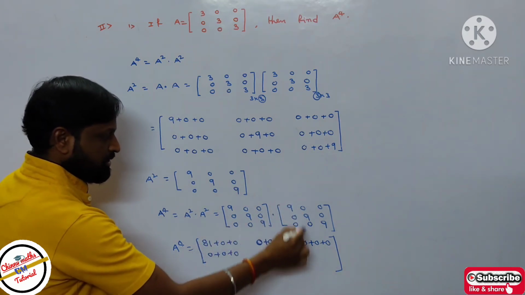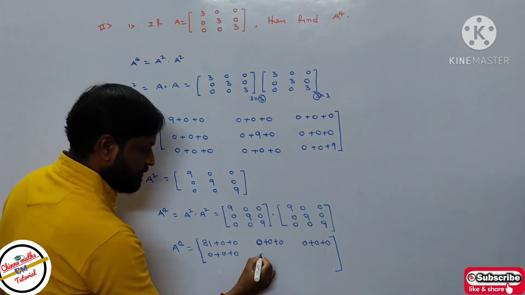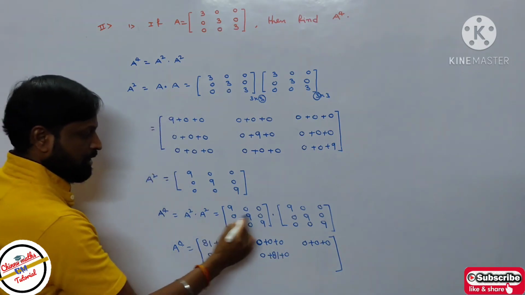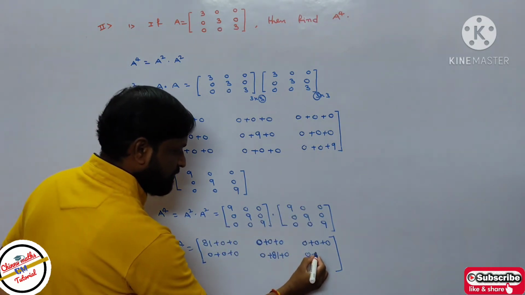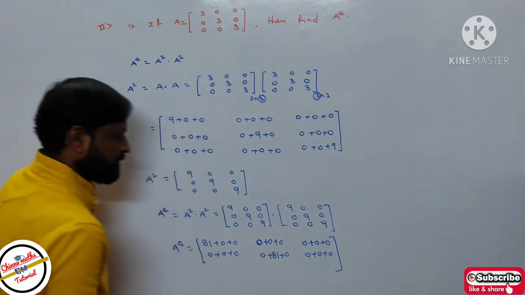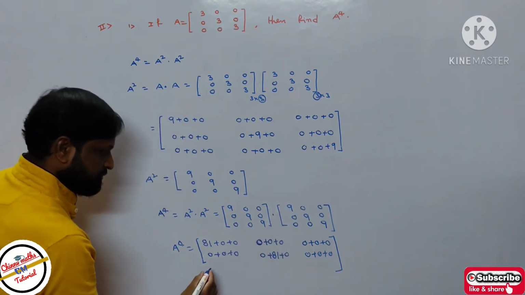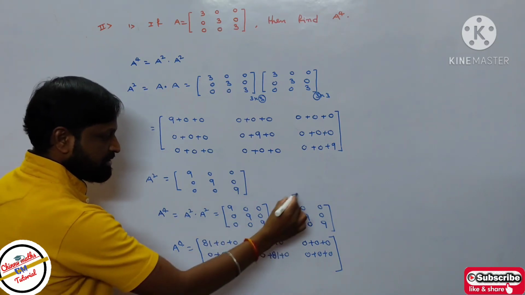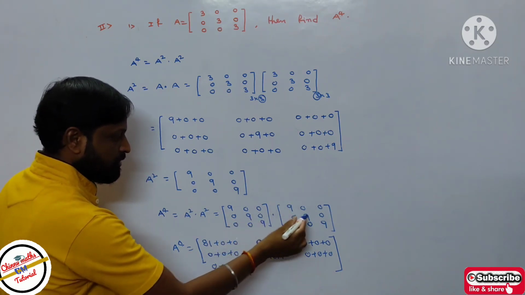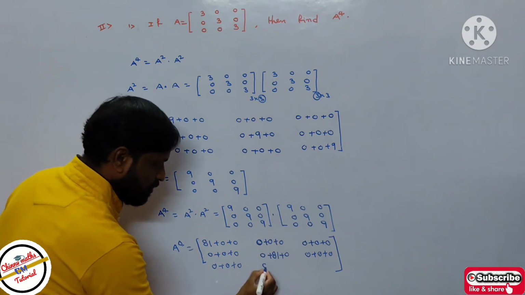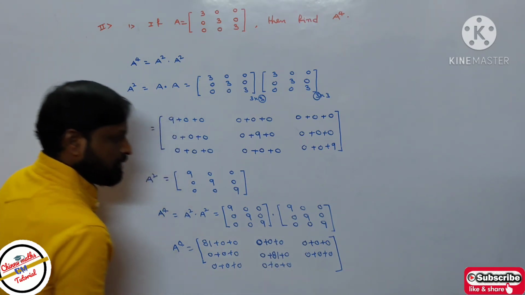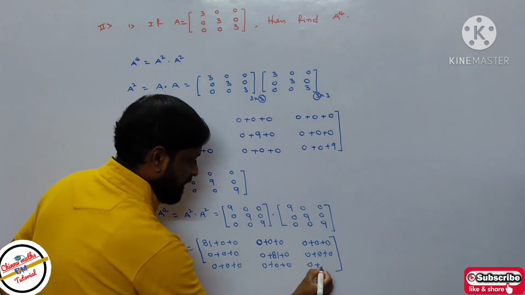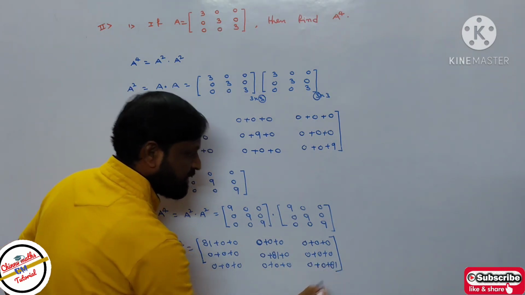Next R2 C2, the first one is 0 into 0, 9 into 9, 81, plus 0. Then R2 C3, the total value is 0 plus 0 plus 0. Next R3 C1, 0 plus 0 plus 0. Then R3 C2, 0 into 0, 0 into 9, 0, 9 into 0, the total value equal to 0. Next the last one, R3 C3, 0 plus 0 plus 9 into 9, 81.